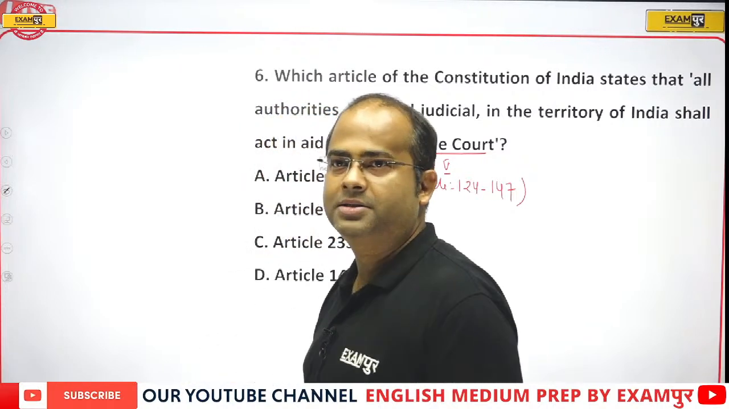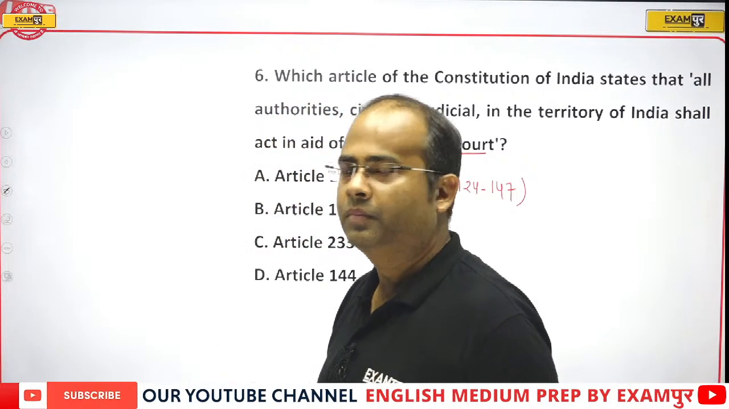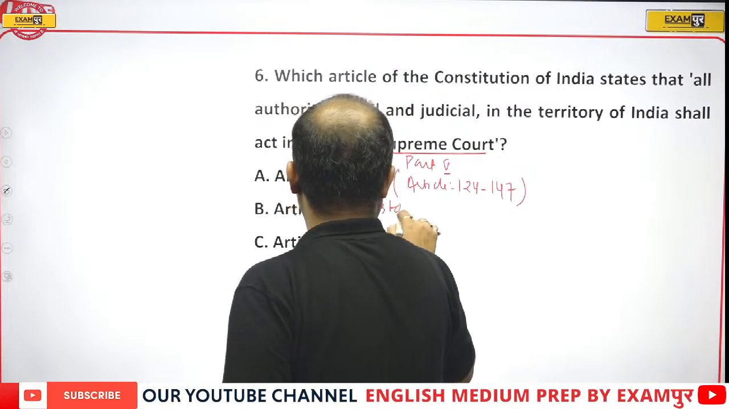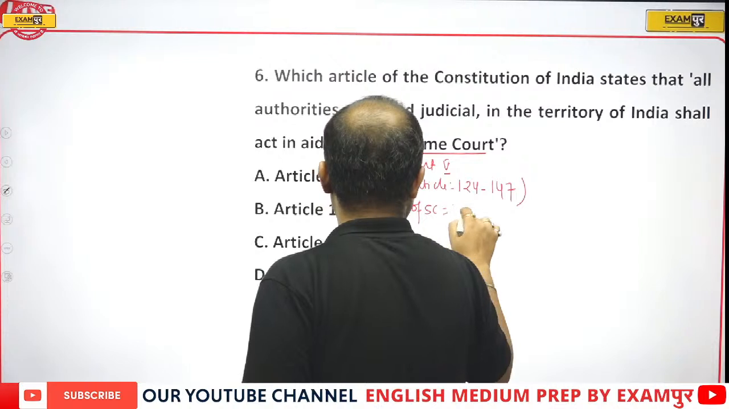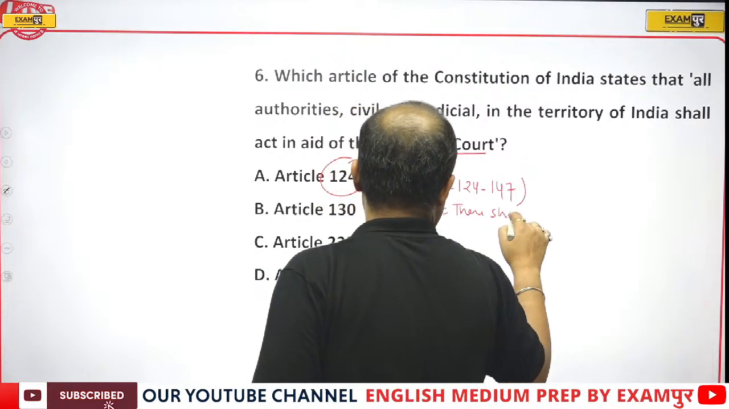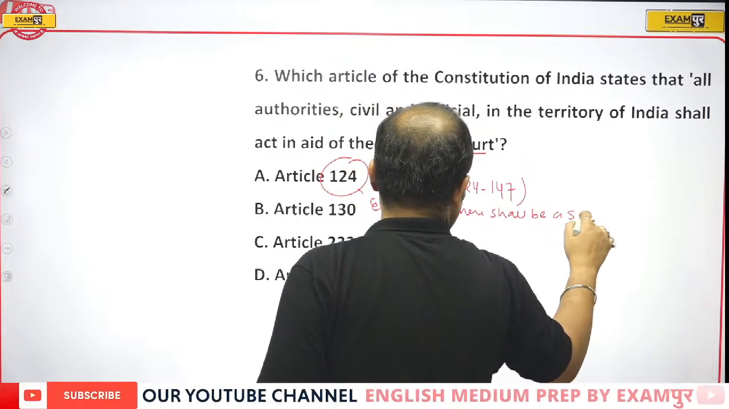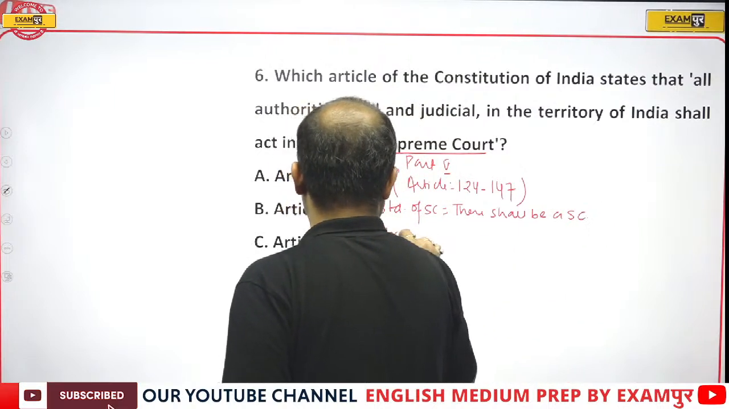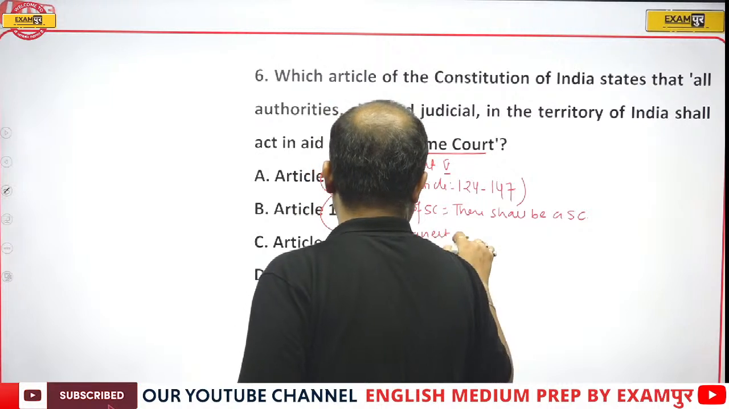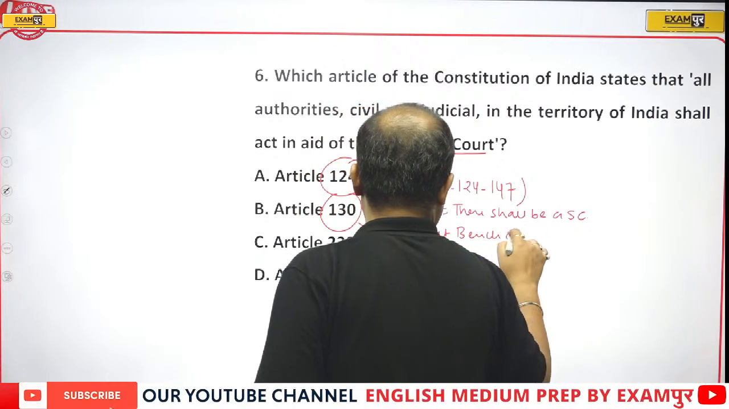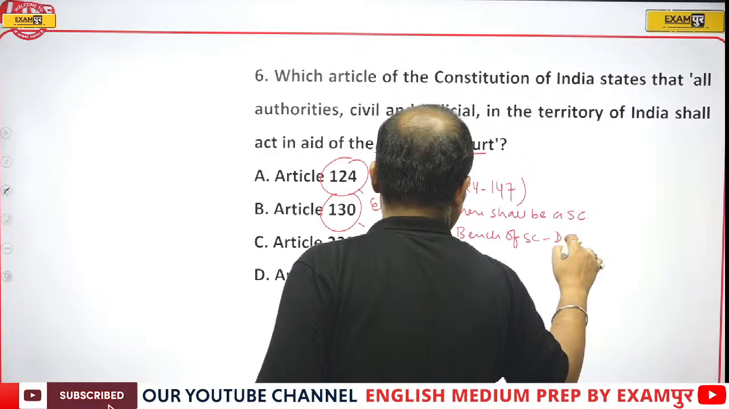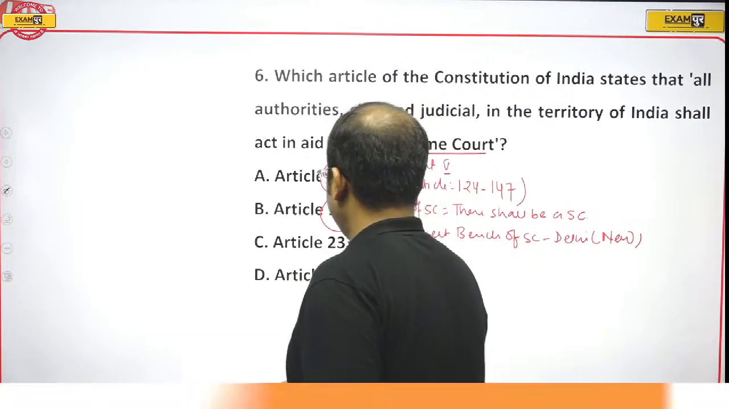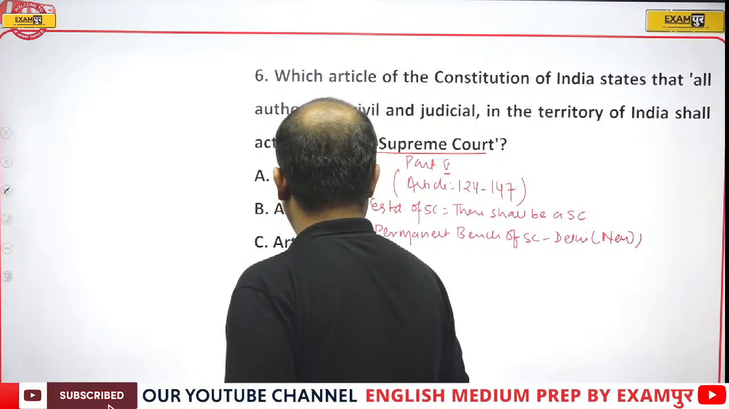Article 124 says about the establishment of the Supreme Court, that there shall be a Supreme Court. Now article 130 discusses the permanent seat of the Supreme Court, that is in Delhi, in fact in New Delhi. So 144 will be the correct answer.